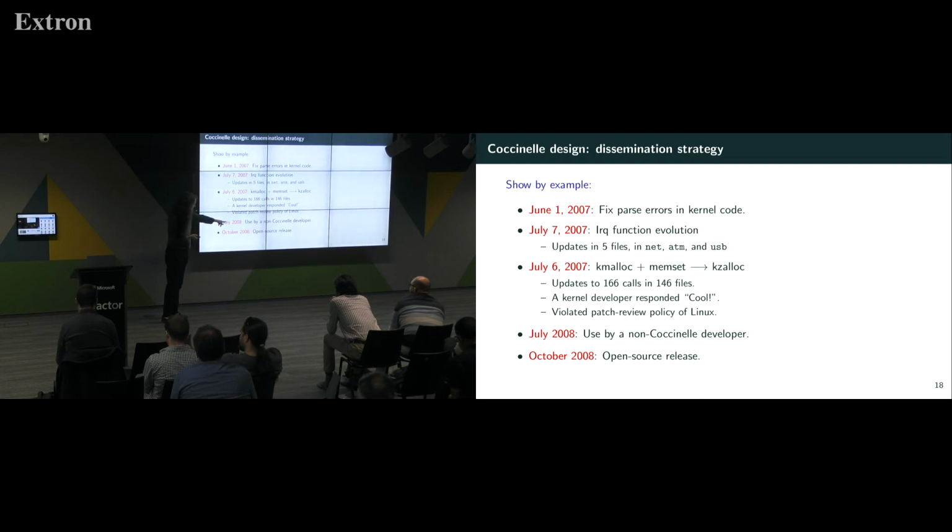So in 2008, a non-Coccinelle developer used it. Basically, first we released a binary, then somebody used it, and then afterwards we made it open source. And then more people started using it because I think in general in the open source community, they prefer using tools that are open source as well. So that got things started.